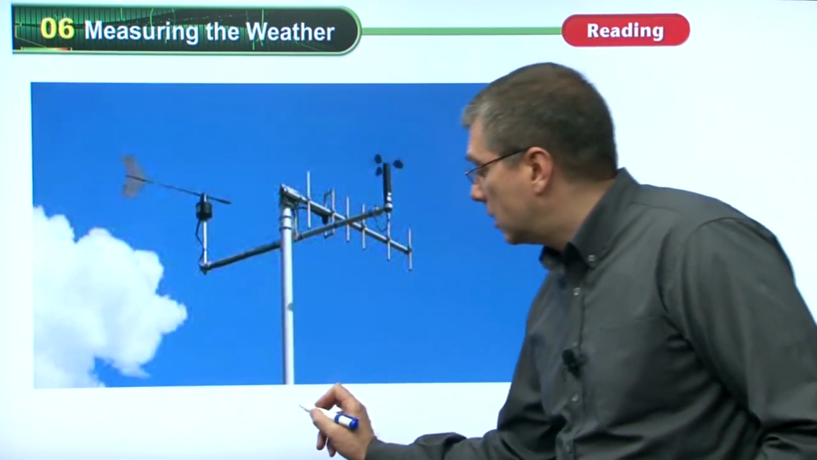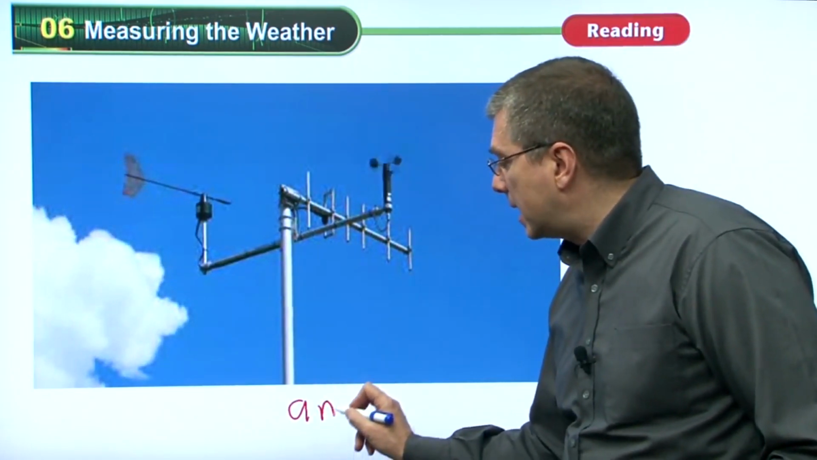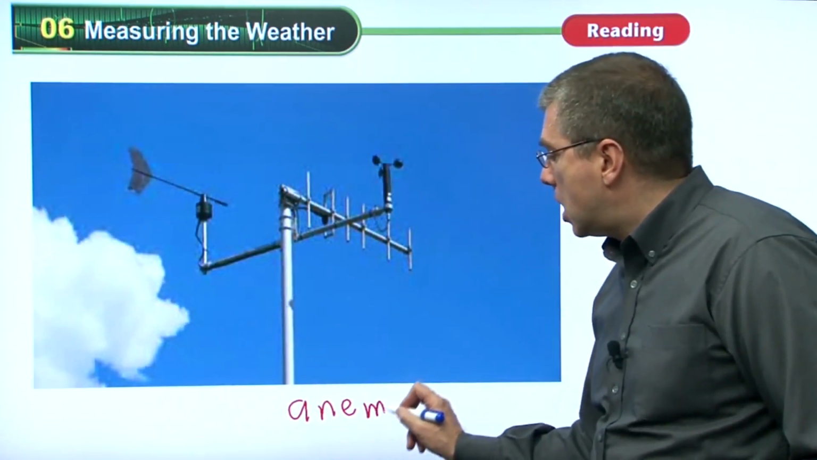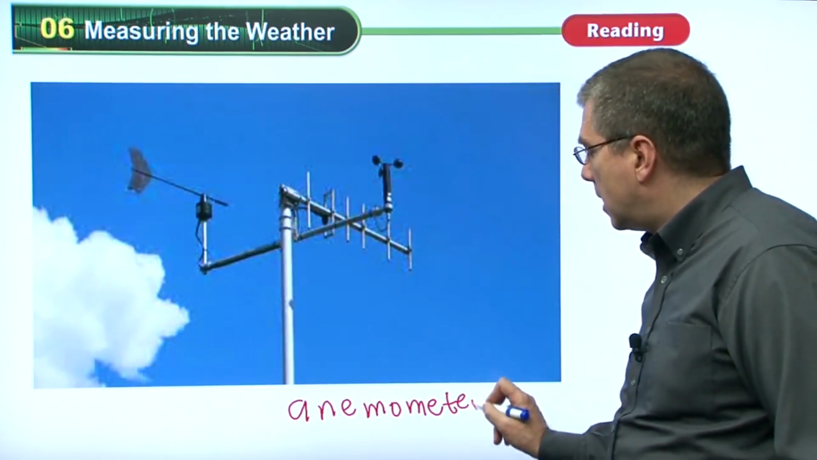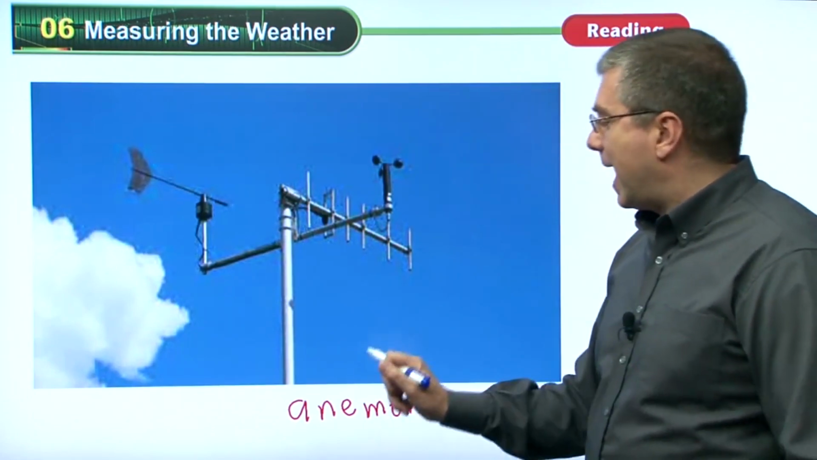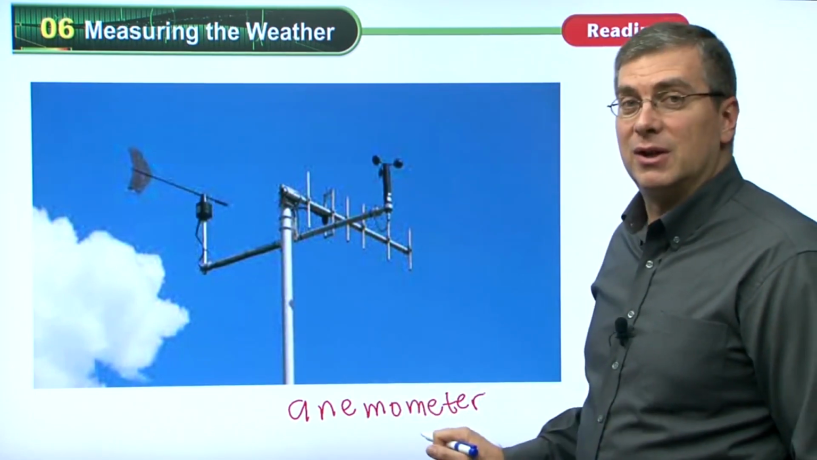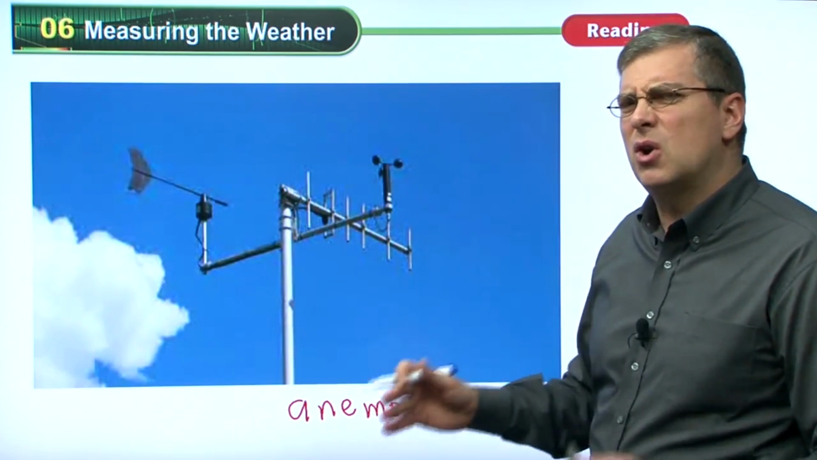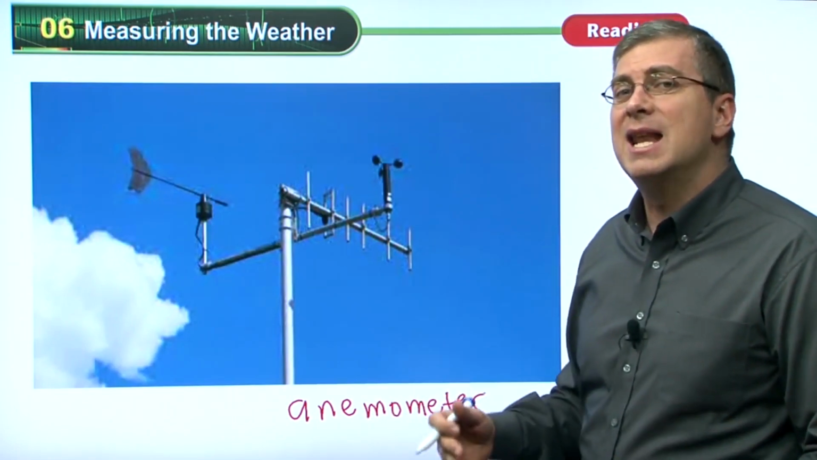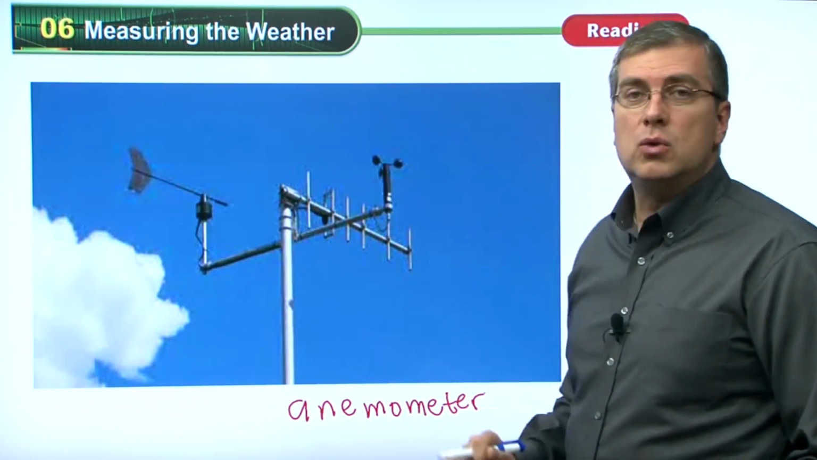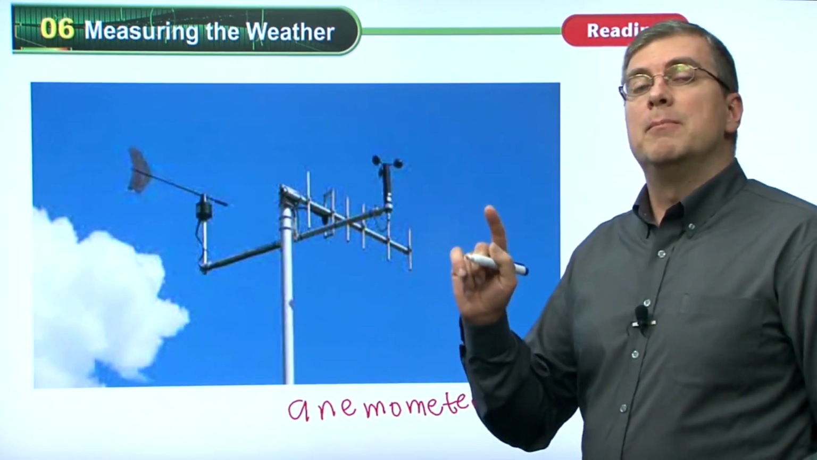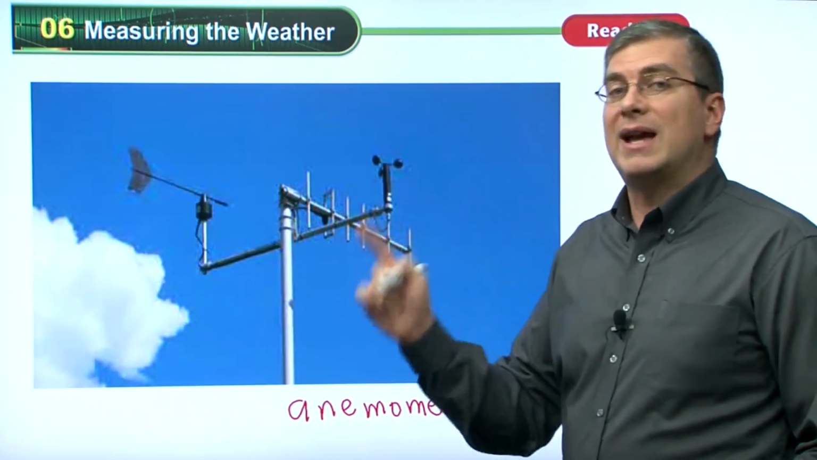What is it? Well, let's spell it out here. A-N-E-M-O-M-E-T-E-R. Anemometer. It's a little difficult of a word to say. So an anemometer is the tool that we use to measure the speed of the wind. How fast is the wind going?